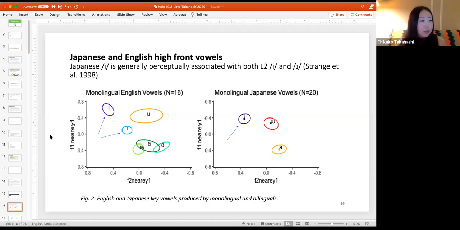So the important point here is that while there are 2 high-front vowels in English, there is only 1 in Japanese. Some previous studies have shown that Japanese learners of English associate both of these English vowels to the Japanese I. So we are interested in how learning to perceive and produce an English I would influence the perception and production of Japanese I.